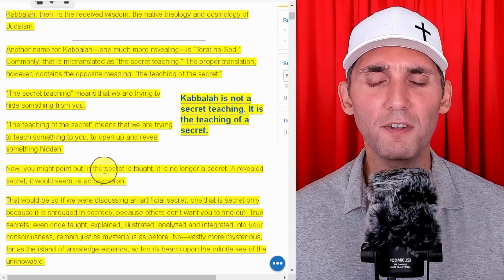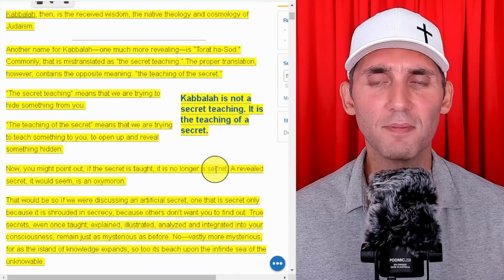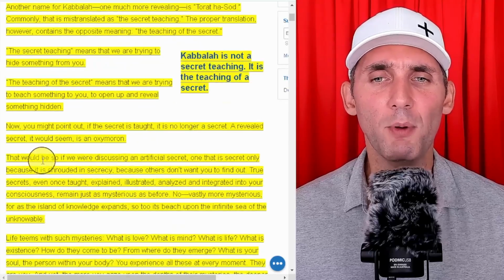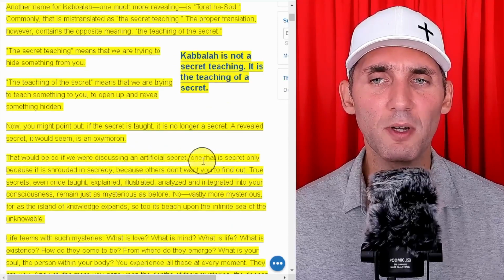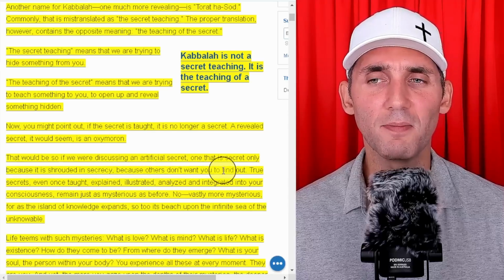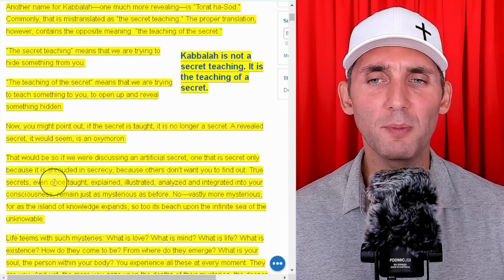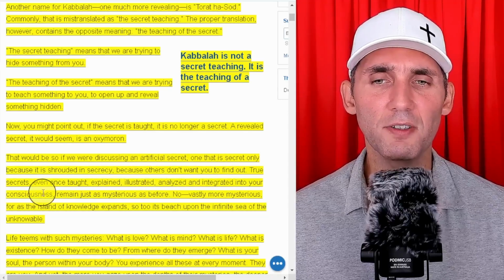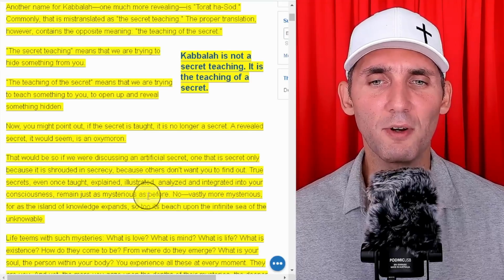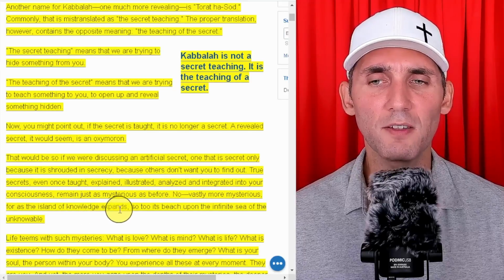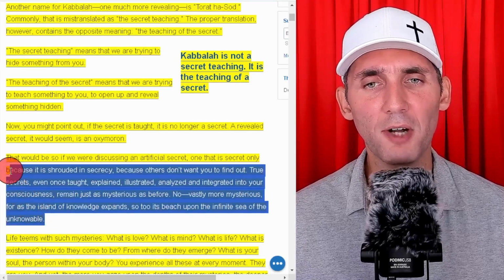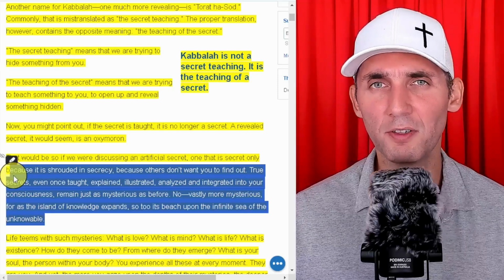"Now you might point out, if the secret is taught, it is no longer a secret. A revealed secret, it would seem, is an oxymoron. That would be so if we were discussing an artificial secret, one that is secret only because it is shrouded in secrecy, because others don't want you to find out. True secrets, even once taught, explained, illustrated, analyzed, and integrated into your consciousness, remain just as mysterious as before. No, vastly mysterious, for as the island of knowledge expands, so too its beach upon the infinite sea of the unknowable." Well, yes, in some sense I agree with you if the frame of perception here is Christ.